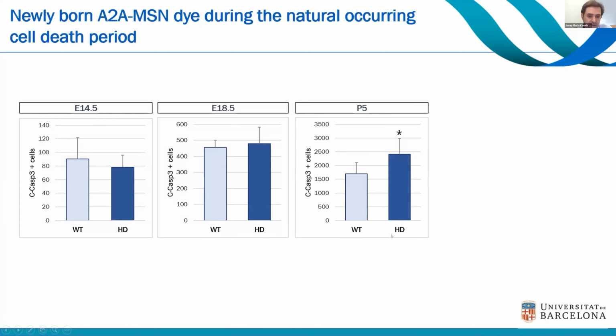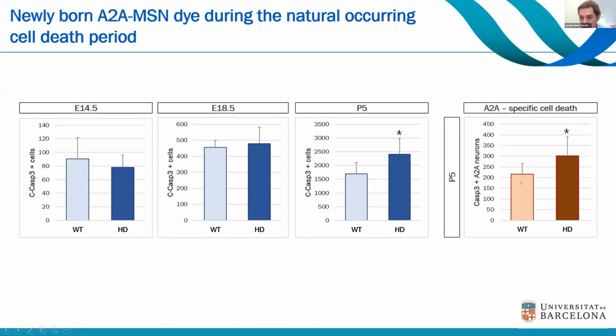We examined the cell death at different stages, and we observed no changes between E14 and E18. However, there is an increase in cell death when the naturally occurring cell death period is over, at P5. And this cell death specifically affects the A2A subpopulation.